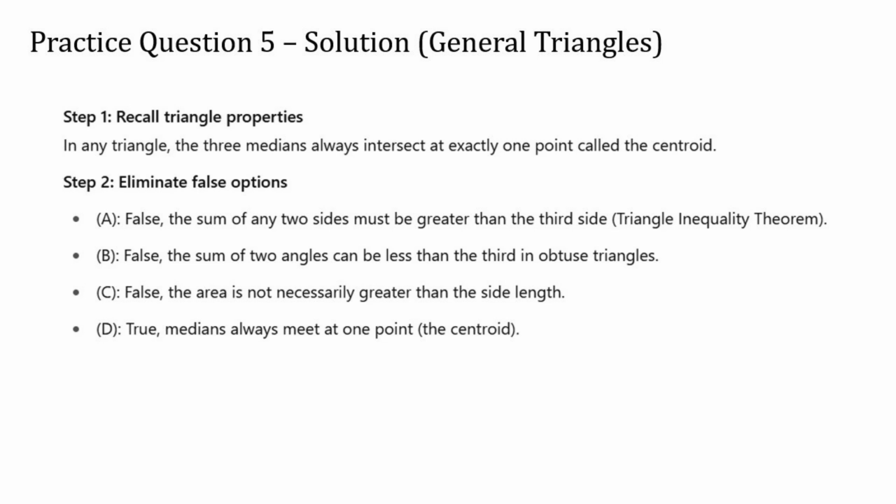Option C suggests that the area of a triangle is greater than the length of its longest side. This is not necessarily true. The area depends on both side lengths and angle measures, and in very narrow or flattened triangles, the longest side can actually be larger than the area. Option D states that the medians of a triangle always meet at a single point. This is true. As we recalled at the beginning, this is the centroid property of triangles. Therefore, the correct answer is option D.